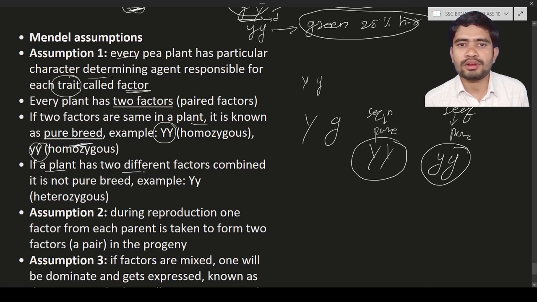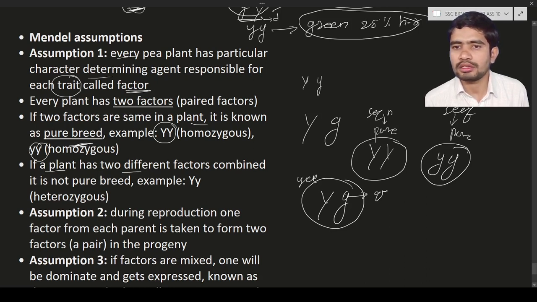If a plant has two different factors combined, it is not pure. For example, capital Y, small y. Are they the same? No. One gene is for yellow, one gene is for green. In this case they are not the same. Hence, it is known as heterozygous, and they are not pure.